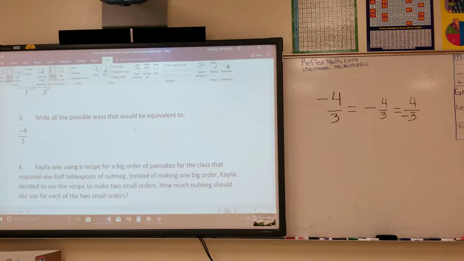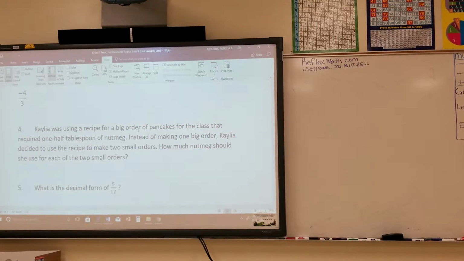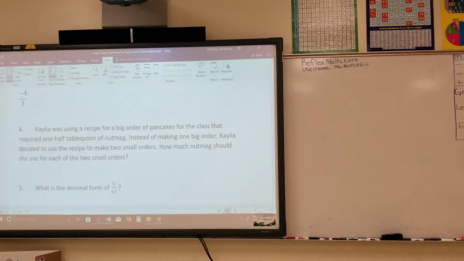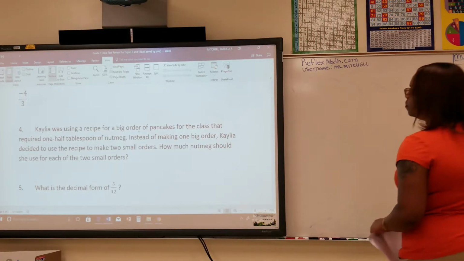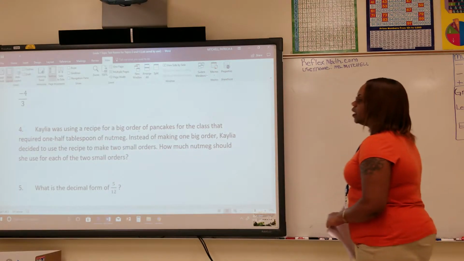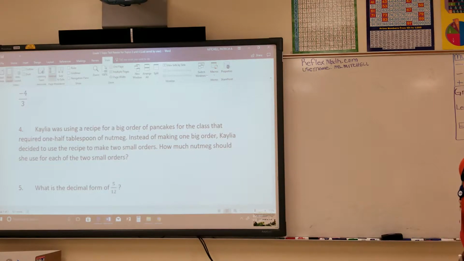Let's move on to number 4. All right. Now we're moving on to number 4, which is this word problem right here. And it says, Kayla was using a recipe for a big order of pancakes for the class that required 1/2 tablespoon of nutmeg. Instead of making one big order, Kayla decided to use the recipe to make 2 small orders. How much nutmeg should she use for each of the 2 small orders?